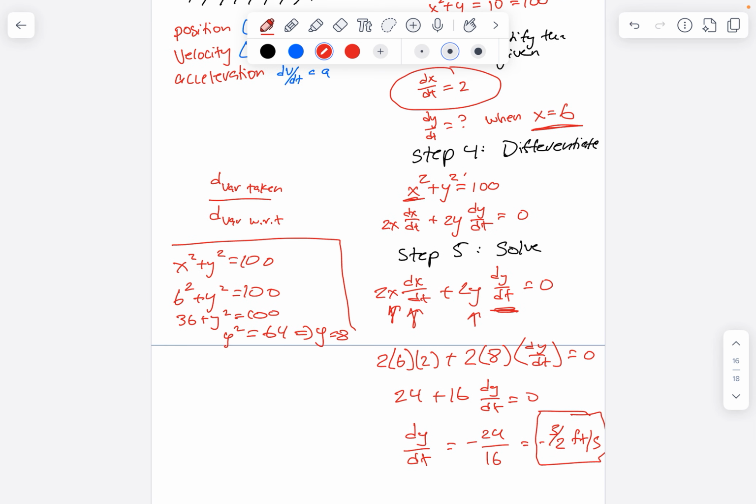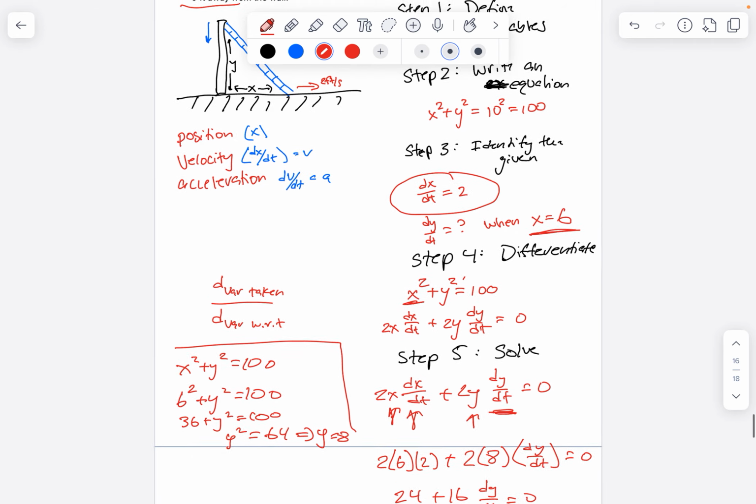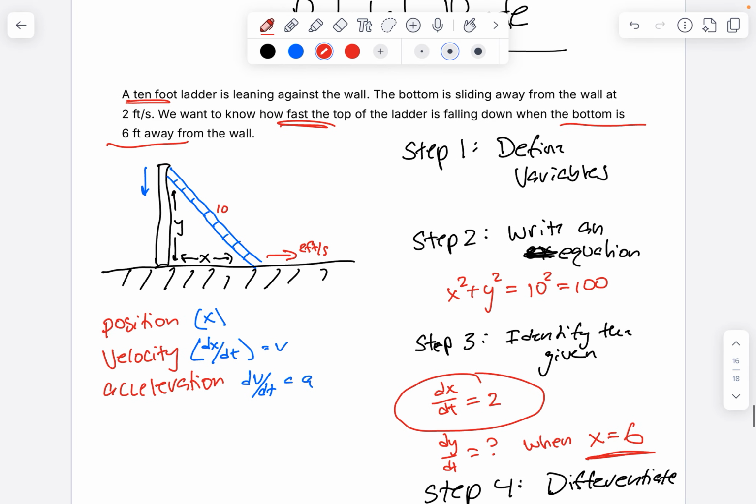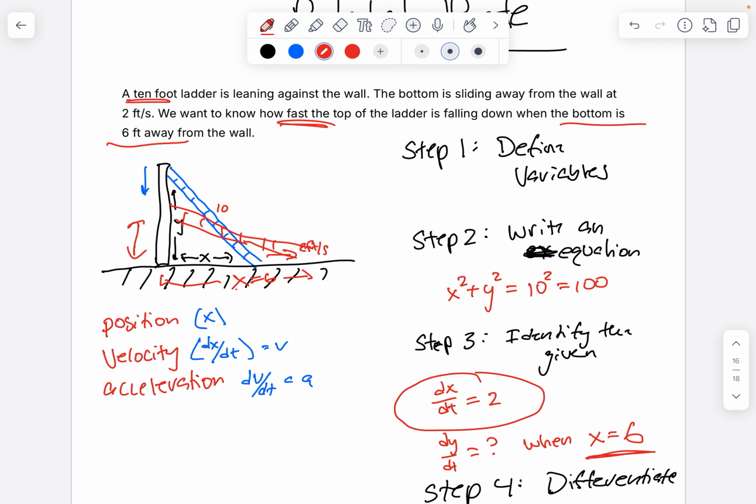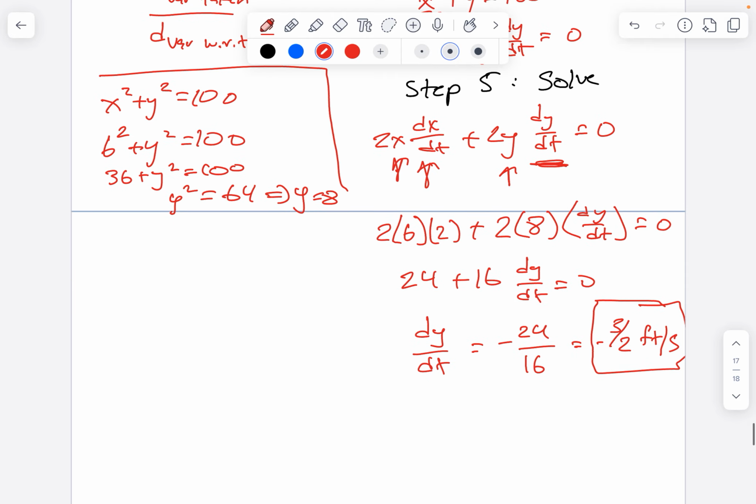So what that actually means is that whenever this ladder is falling down, it'll be something like this at this point, right? Whenever x is 6 at this new length and y we found to be 8, because the system is moving, the rate at which it is moving is negative 3/2 feet per second.